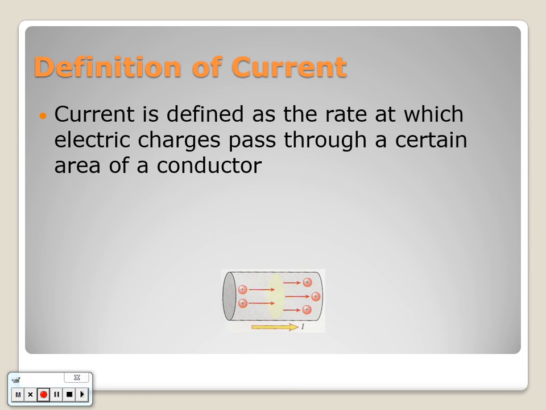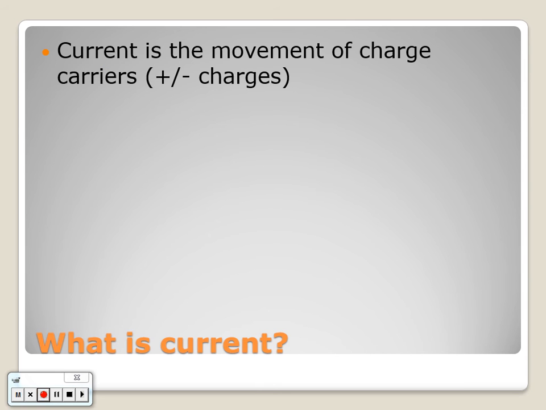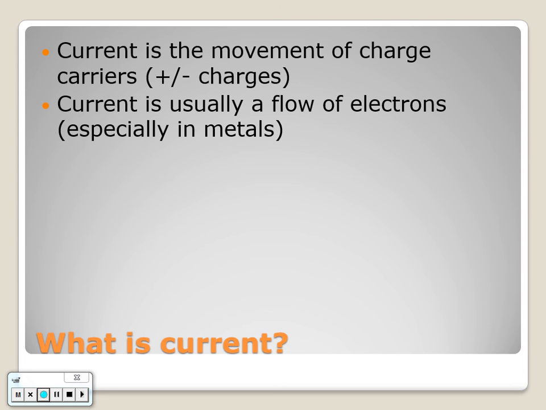Good there? So current is the movement of charge carriers. Technically, it could be the movement of a positive charge carrier or a negative charge carrier. But when we talk about where those charges come from, usually we see current as the flow of electrons, especially if we're talking about current flowing through a conductor where that conductor is metal. Technically, it could also be positive charges, but usually it's the flow of electrons.